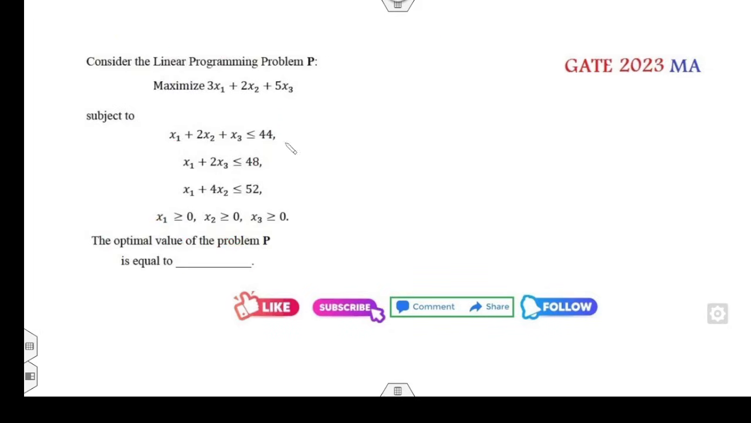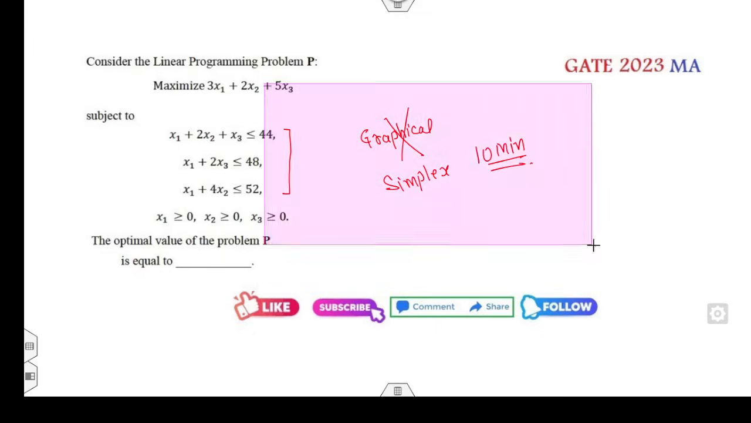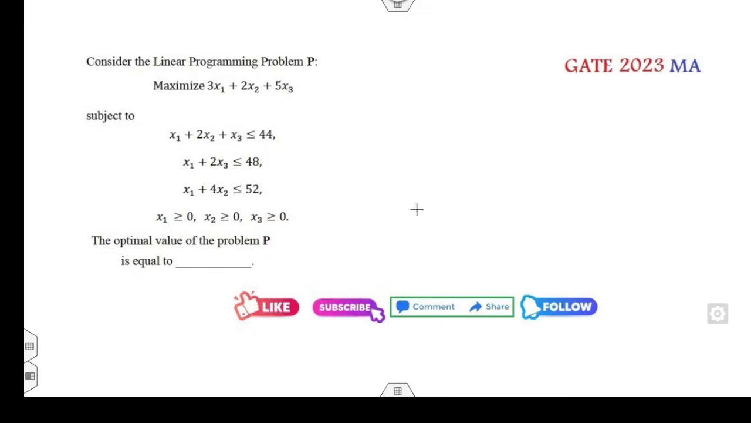Okay, consider the LPP of 2023. Now, can you solve this problem by simplex method in the examination? No. Can you solve this problem by graphical method in the examination? No. If you solve by the simplex method, you need at least 10 minutes. फाइन, लेकिन इतना समय तो है नहीं. नाउ अगेन यू कैन यूज माई शॉर्टकट ट्रिक.